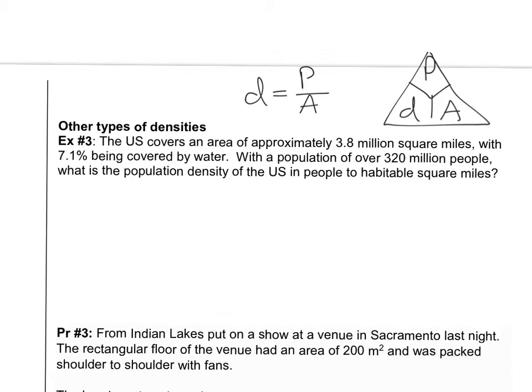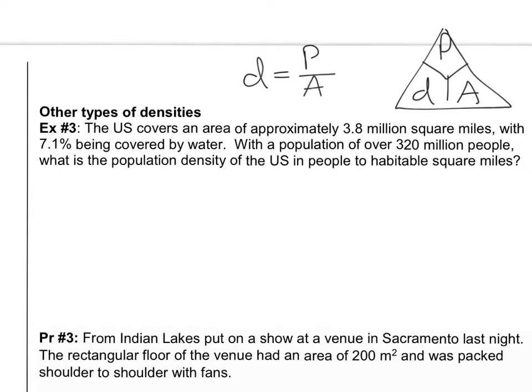It says example number 3. The U.S. covers an area of approximately 3.8 million square miles, with 7.1% being covered by water. With a population of over 320 million people, what is the population density? So we're really looking for the density of the U.S. in people to habitable square miles, so people to area basically. So they want the density, and they give us the units. We should have it in people to square miles. That shouldn't be that big a deal because they give us square miles and they give us people.